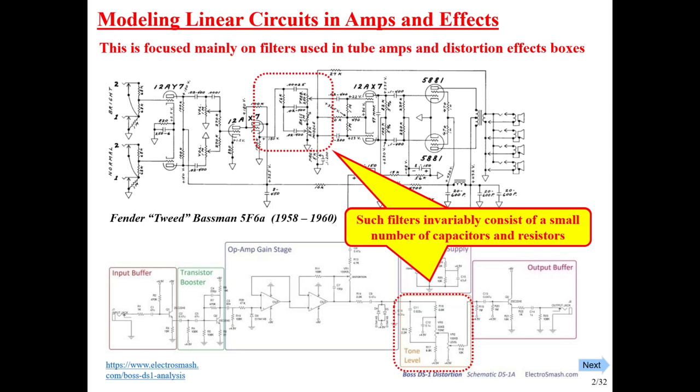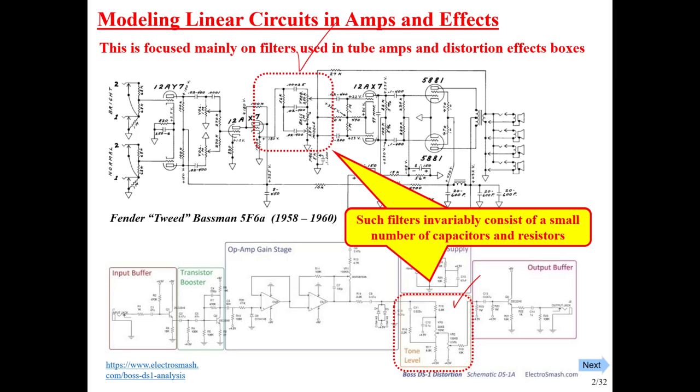This slide started off our last note set as well. We've got either a guitar amp, a Tweed Bassman in this case, or an effects box, a Boss DS1 distortion effect in the bottom circuit. They both have nonlinear parts and linear parts. So I've called out the linear parts: the tone stack up there, and the tone control section down here. So suppose you are tasked with just modeling that section of either the amplifier or the effect.